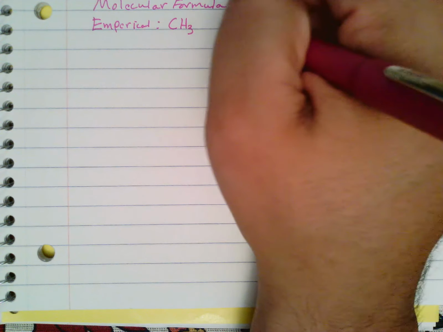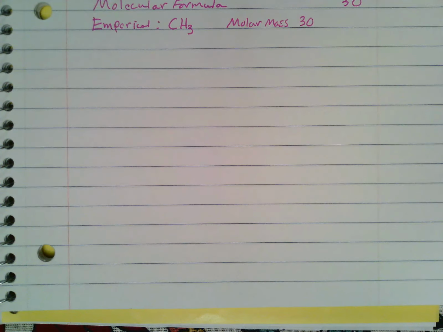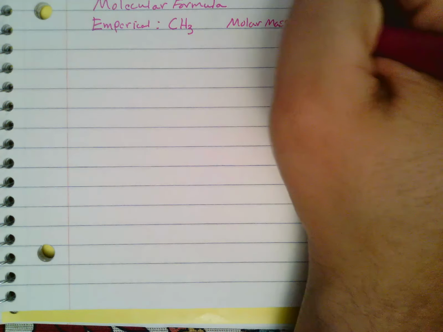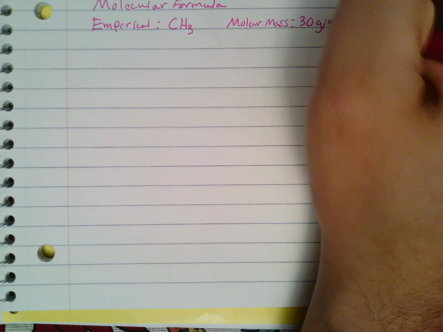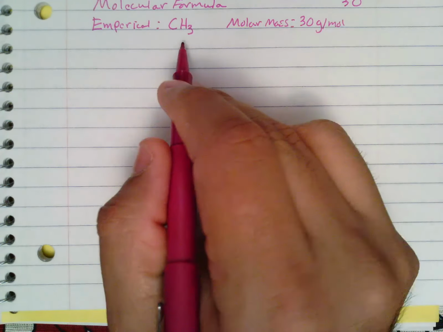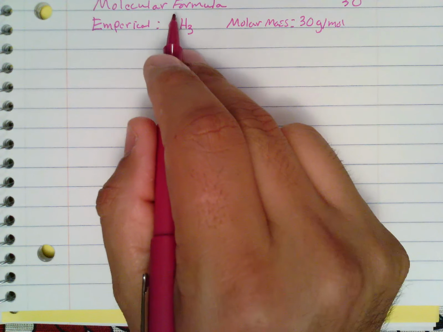So a molar mass of 30. Excuse me. And so this is going to be grams per mole. And that is not for this empirical formula. That mass is not the same. We actually have to figure out this mass to be able to find the molecular formula.